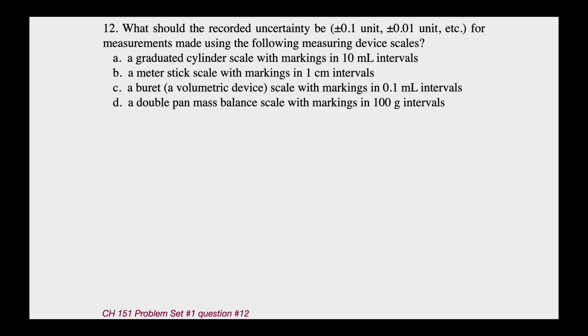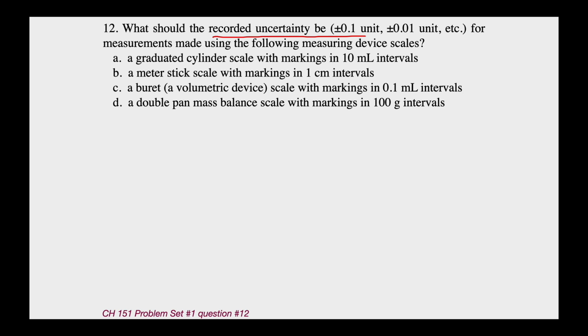This question, we've got a whole bunch of different measuring tools, and we want to know the level of uncertainty in each device, okay? And the punchline of this one is that you always record to one more decimal point than you have the markings for. So let's see how this works.